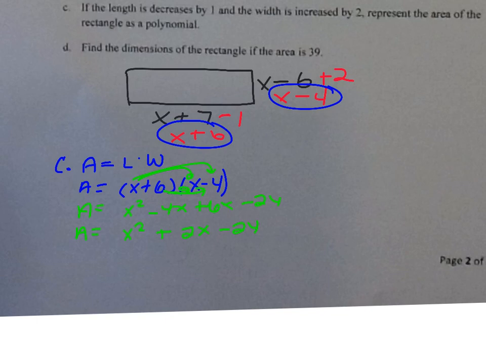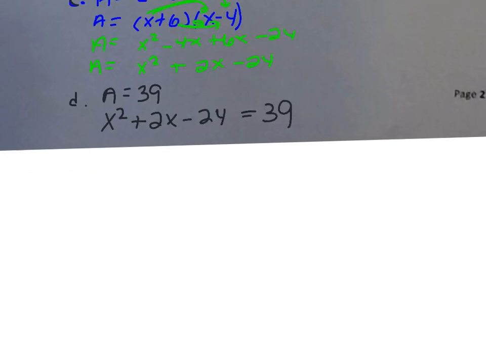All right, now part D. That was C. D says, find the dimensions. That means you have to find x, so you can plug the x in. If the area is 39, so your area is equal to 39. So that means your x squared plus 2x minus 24 has to equal 39. All right, so now I'm going to solve this quadratic. So I'm going to minus 39 from both sides. Negative 24 minus 39 is negative 63, equals 0.